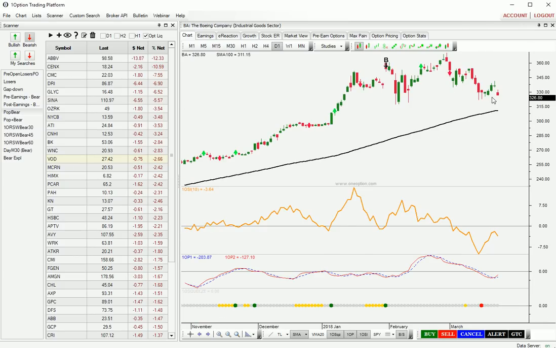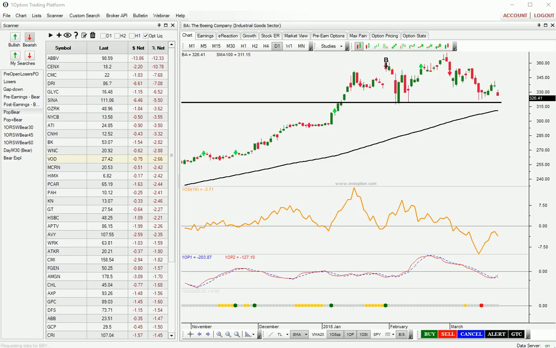BA is starting to set up here. This has been a very strong stock, so what I'm going to do is I'm going to set a GTC alert. So if I log off the platform and log back on, won't matter. When this price level is breached, I'm going to know about it. So I can't say that the trade is quite there yet, but when it is, I'll know about it.